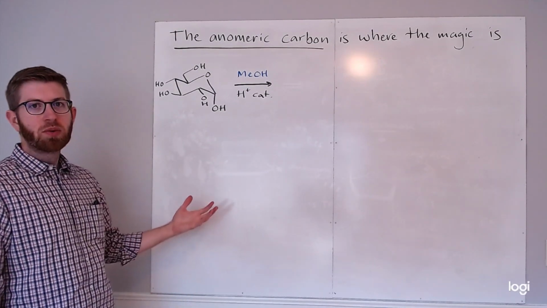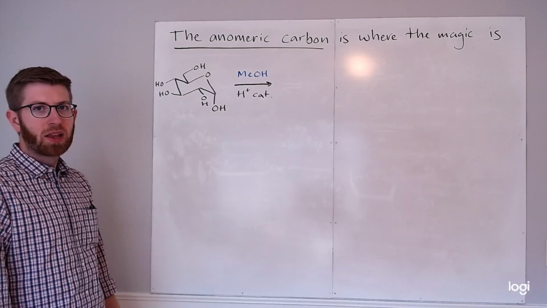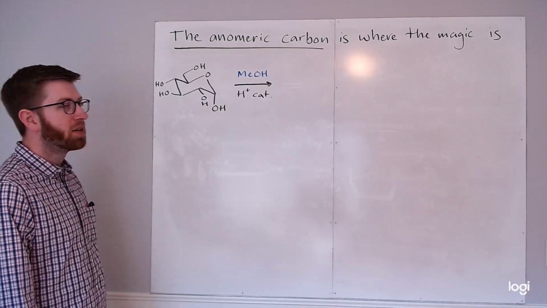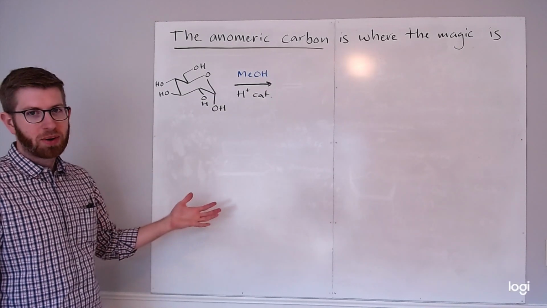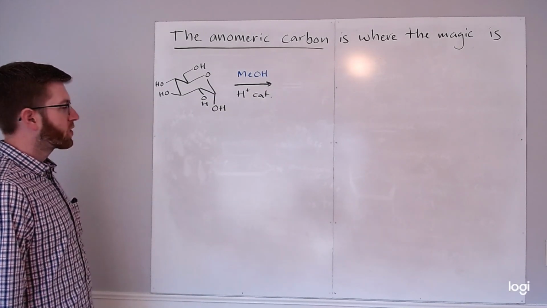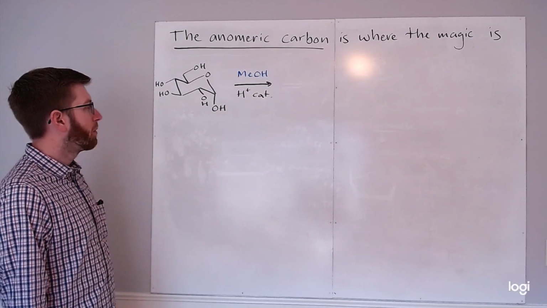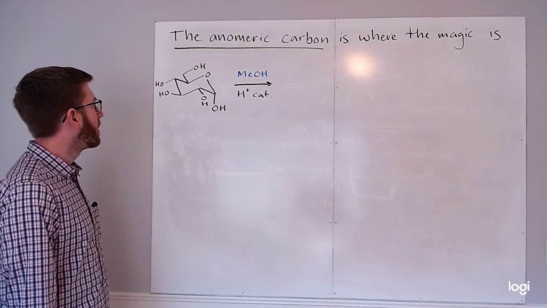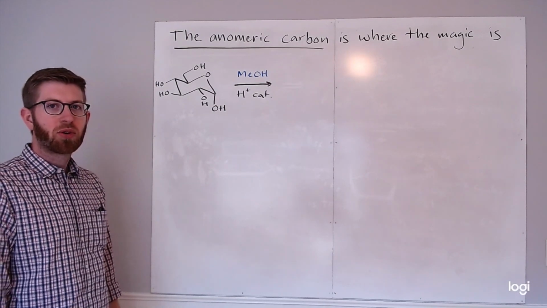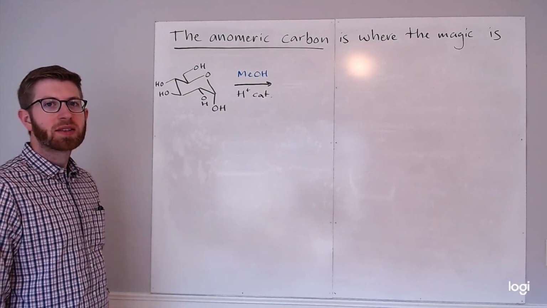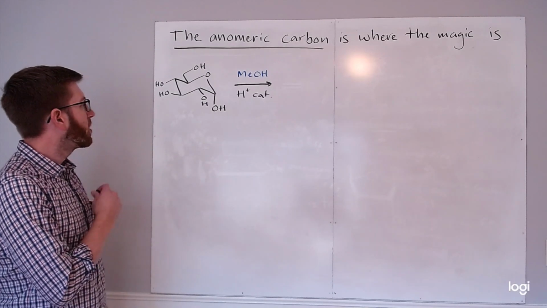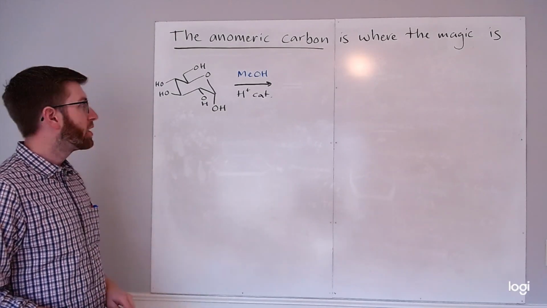And in the course of doing this and thinking about this problem mechanistically, I think the hope will be that we essentially discover why the anomeric position is where the magic is. So to get started, we would think about this process probably involving a protonation. It looks like conditions we've seen before for the formation of acetals, as well as some other kinds of reactions. So we know that those processes all involve protonation as an initial step.